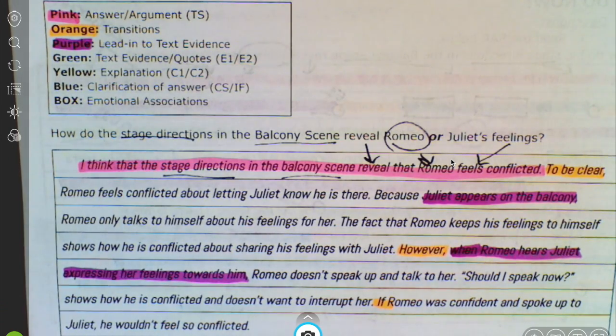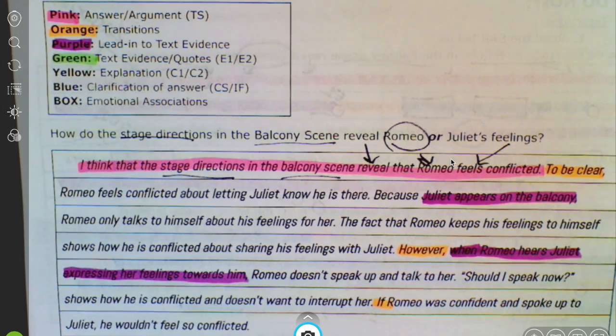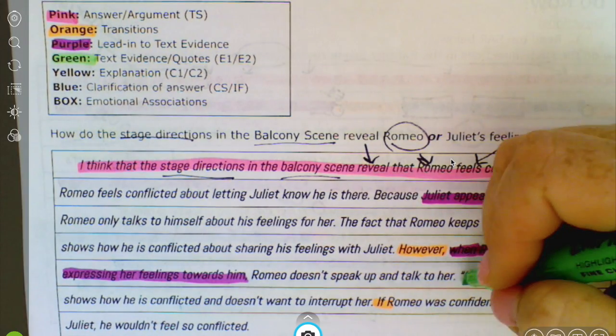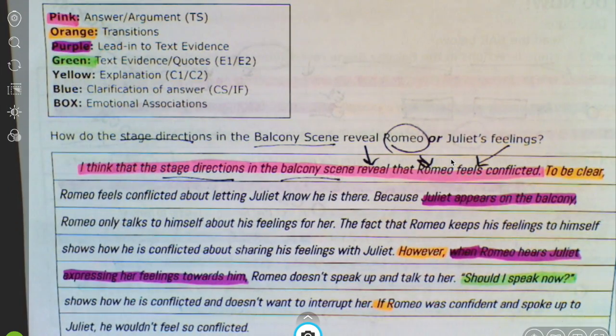The next part is to highlight text evidence in green. All right? So I'm going to go in and highlight that one quote that I've seen. Now, there is not a second quote in here, so I'm just going to highlight that section.